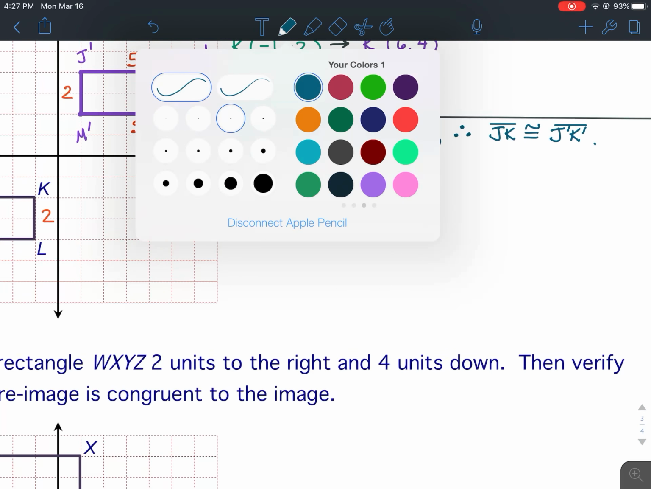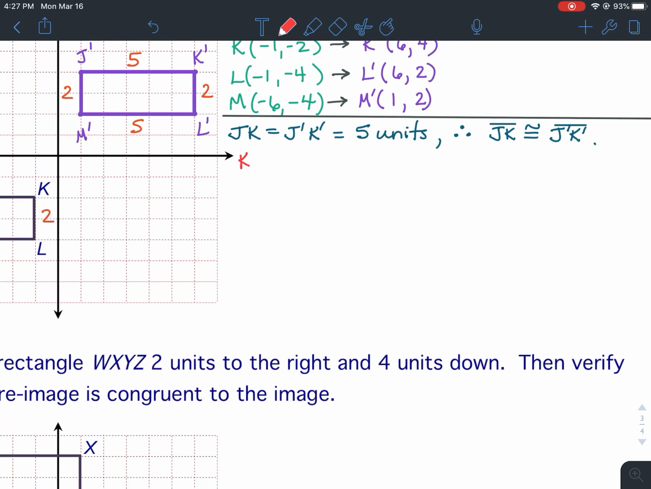Next will be KL. So the length of KL equals the length of K prime L prime, which equals 2 units. Therefore, side KL is congruent to K prime L prime.